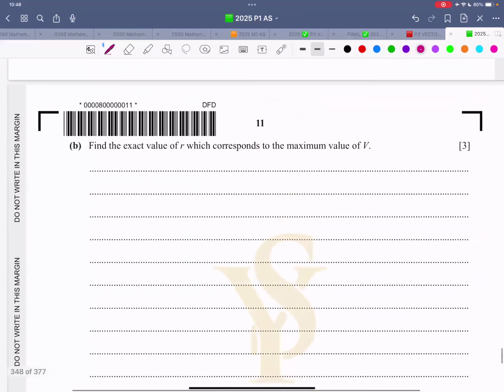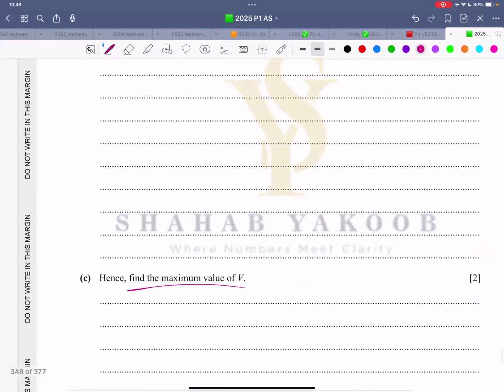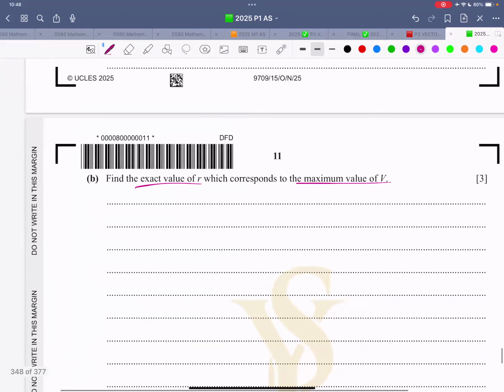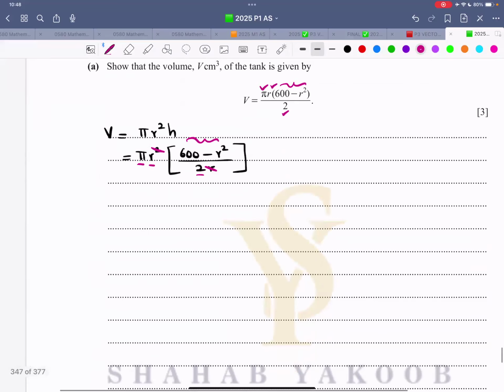That's the third part. Now it says find the exact value of r, which corresponds to the maximum value of V, and find the maximum value of V. So we don't have to prove the second derivative test. We don't have to apply it. We just have to find r and V. So now let me just go with the flow over here. So now let me just write one more step.